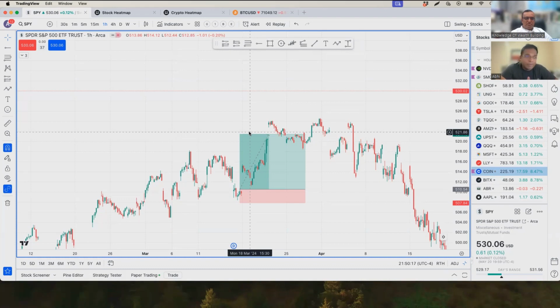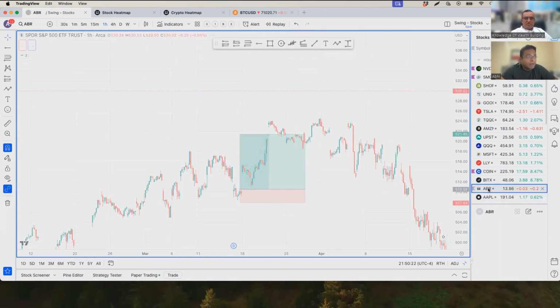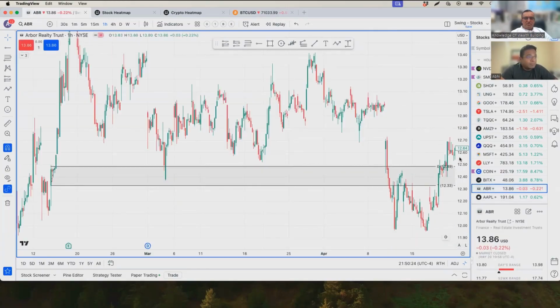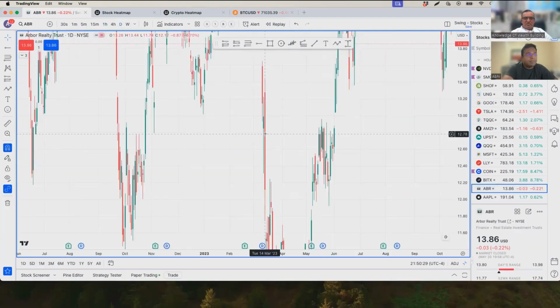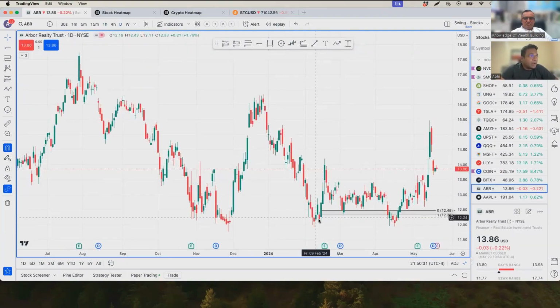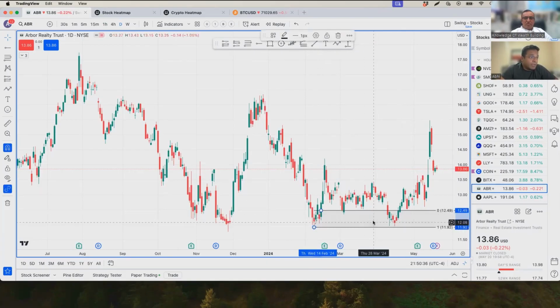I purely look at, for example, I recently bought this company, ABR. I don't know what they do, but I know that if I look at the daily chart, this is where I bought and I'm still holding on to this. I sold some here and I still have half the position left. So I don't know what they do. Looks like they are some realty company, but I know the chart patterns.